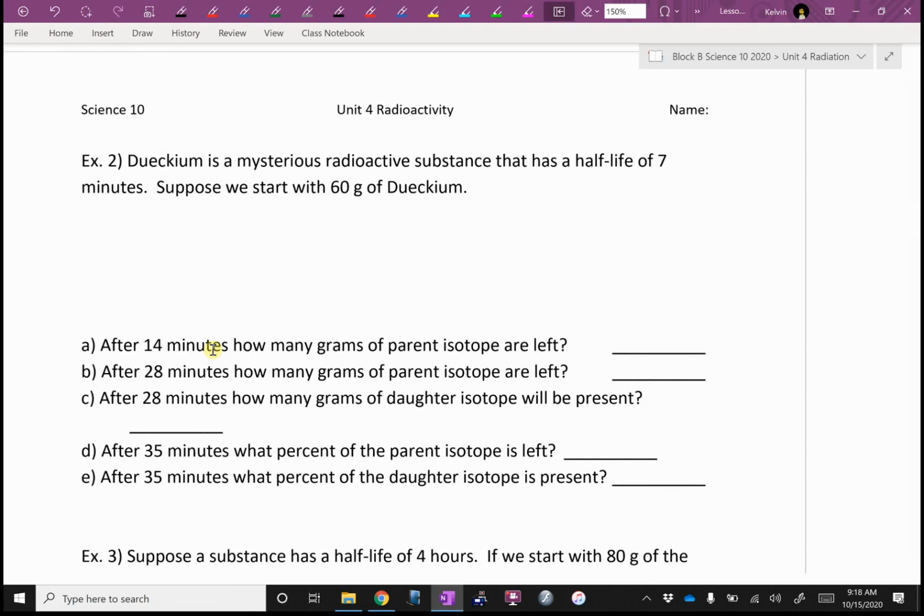Duicium, this is another element I made up. It's a mysterious radioactive substance. It's got a half-life of 7 minutes, so it decays fairly quickly. Suppose we start with 60 grams of duicium, and then there's a bunch of questions. I don't want to do a big chart, so here is my minimal amount of writing, maximum organization. I do something like this. How much did we start with? Read careful, loud and proud.